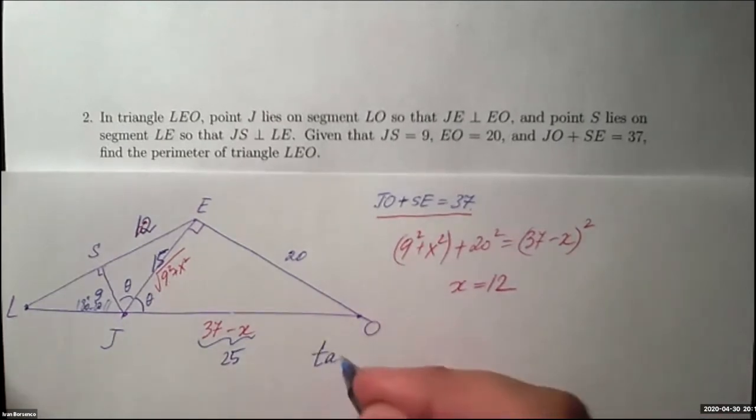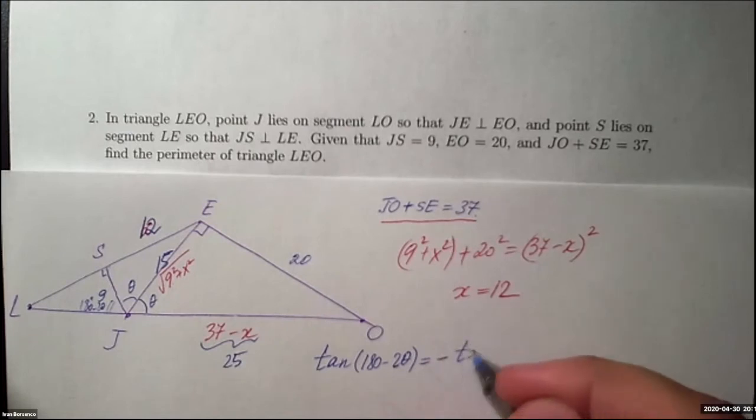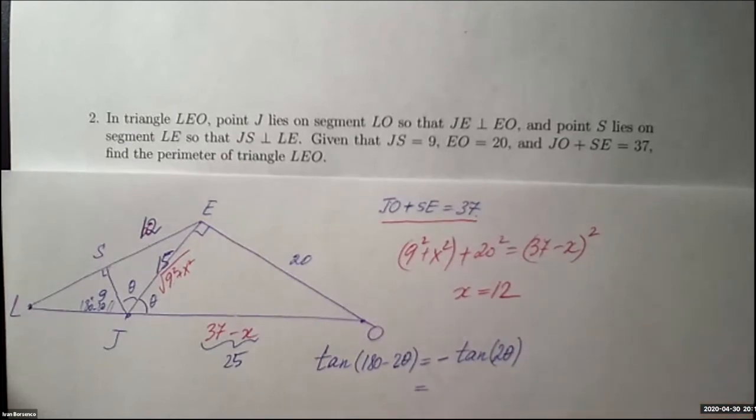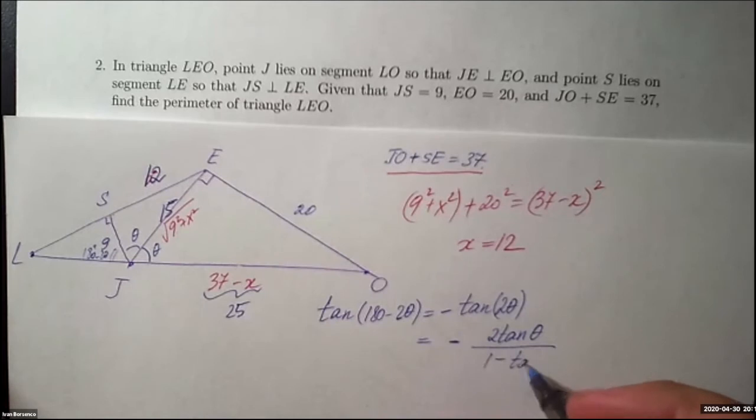So let's remind our students. Tangent of 180 minus 2 theta is equal to what? That should be negative tangent of 2 theta, I believe. And how do you compute tangent of 2 theta in terms of theta? Well, that's equal to negative 2 times tan theta over 1 minus tan squared theta, and now it's just a computation.